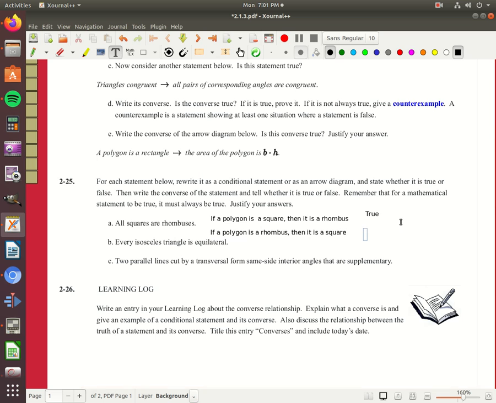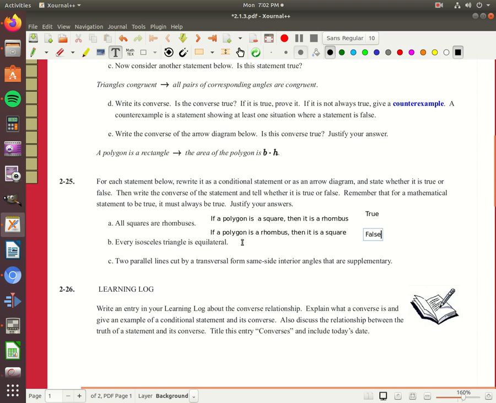I mean, I hope we're all okay with the idea there that a square has to have right angles, whereas a rhombus doesn't. So the fact that a square has right angles doesn't stop it from being a rhombus, but the fact that a rhombus might not have right angles does stop it from being a square. So here we'll say the statement is true, but the converse statement is false.